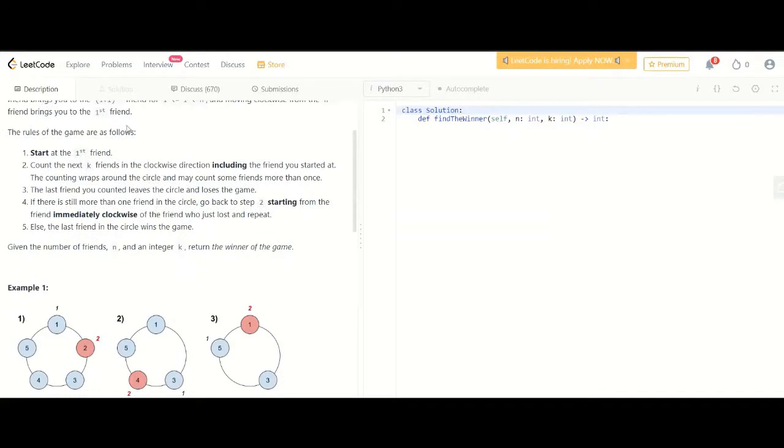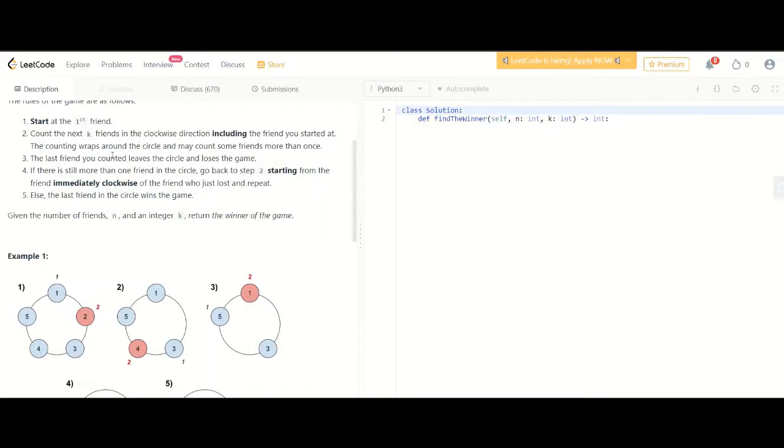The rules of the game are as follows. Start at the first friend and count the next k friends in clockwise direction including the friend you started at. The counting wraps around the circle and may count some friends more than once. The last friend you counted leaves the circle and loses the game. If there are still more than one friend in the circle, go back to step 2 starting from the friend immediately clockwise of the friend who just lost and repeat. Else the last friend in the circle wins the game.